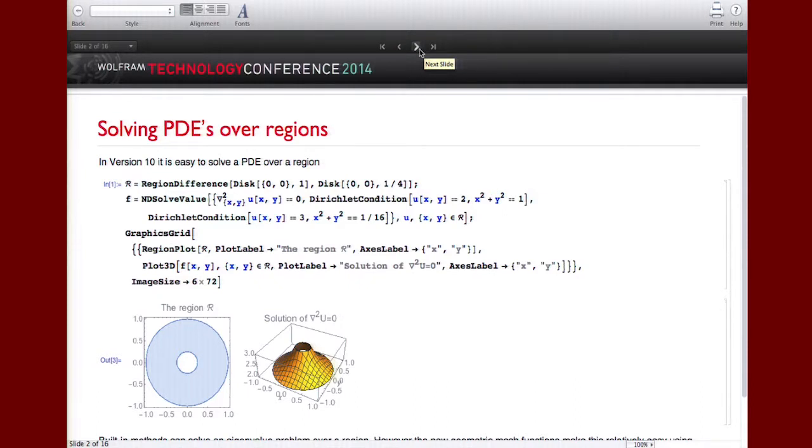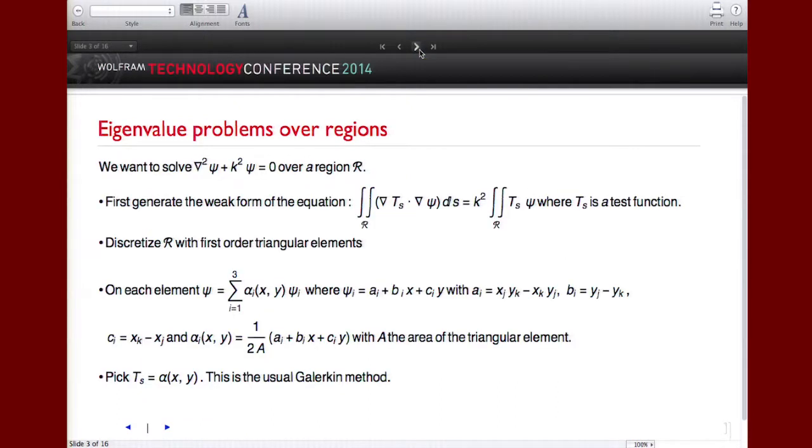But currently, with built-in methods, I could not solve the eigenvalue problem over this domain. Okay? So you can use the geometry features to do that, but you have to do a little work yourself. And basically what I've done is I've implemented really the usual finite element method for the eigenvalue problem here.